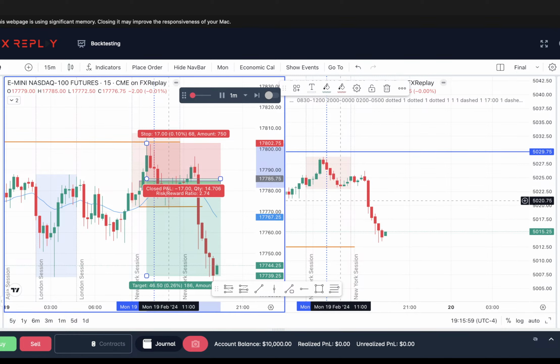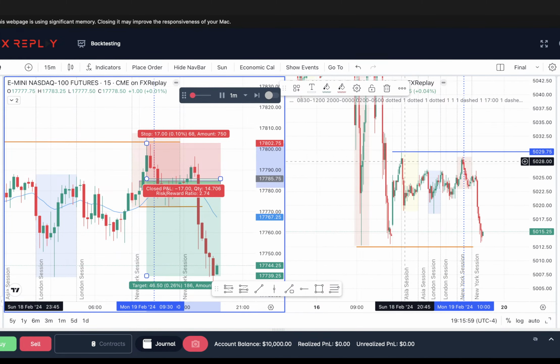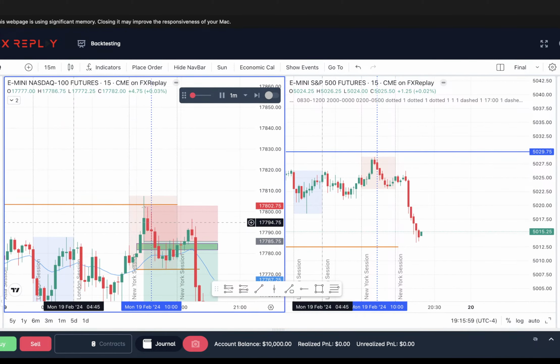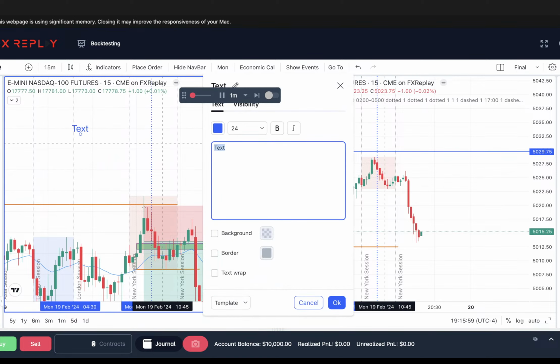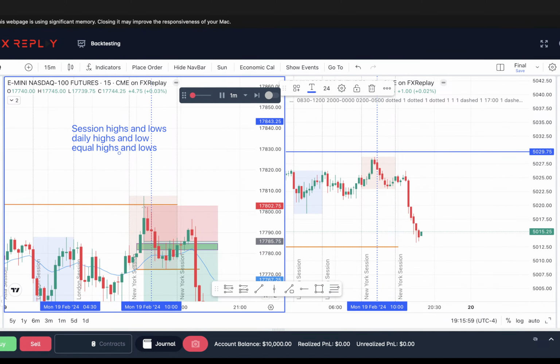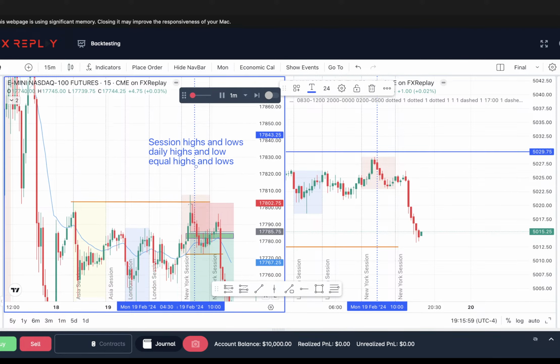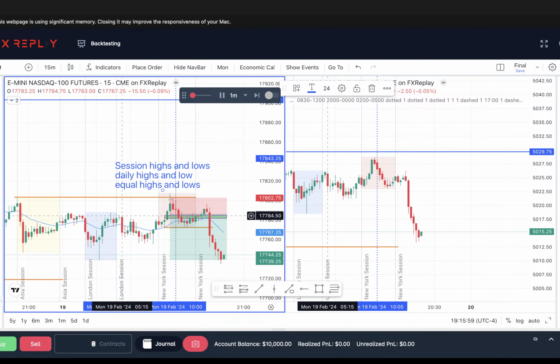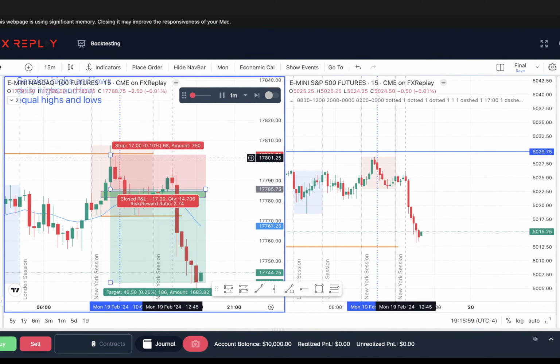At that point, was it a certain point on the higher time frame? Yes, this is an Asian high. So main liquidity points are session highs and lows, daily highs and lows, and then equal highs and lows. I personally only trade session highs and lows and equal highs and lows, or just hourly highs and lows. So yeah, and ICT said himself, just wait for a liquidity raid and then look for rejection.